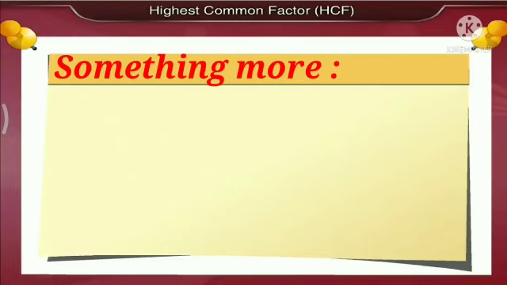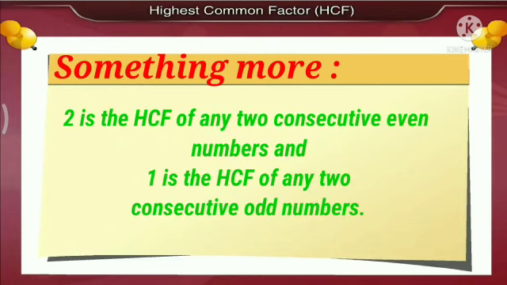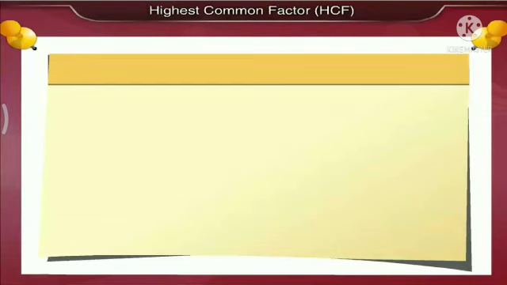Now something more you have to keep in your mind while finding the HCF, that is, the HCF of any two consecutive even numbers is 2. Clear? Even number means the number which is divisible by 2. And the HCF of any two consecutive odd numbers is 1. Odd number means the number which is not divisible by 2. Clear, student? So you will get the HCF of two even numbers as 2 and the HCF of two odd numbers will be 1.